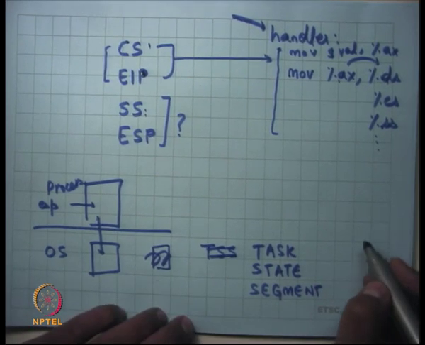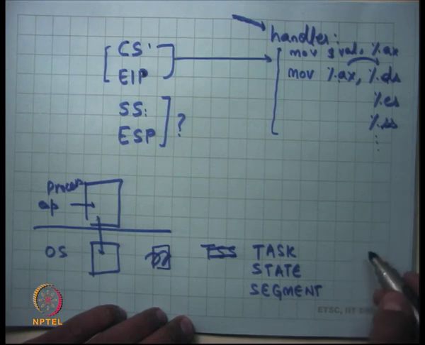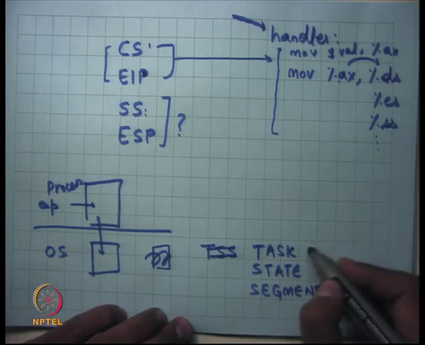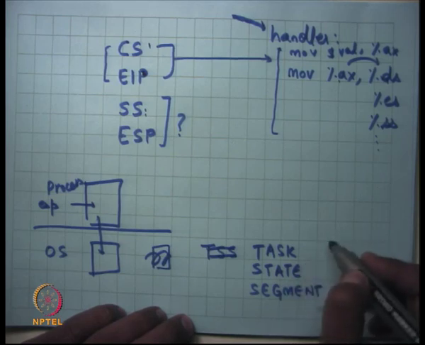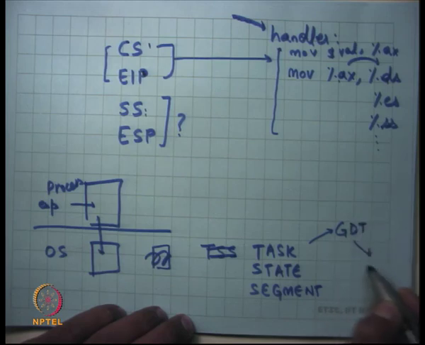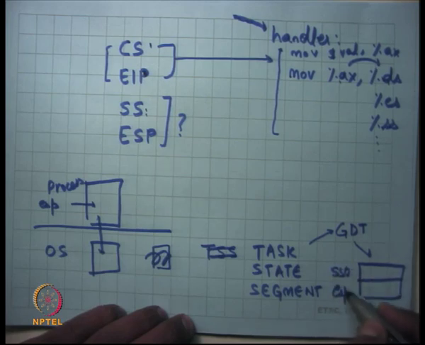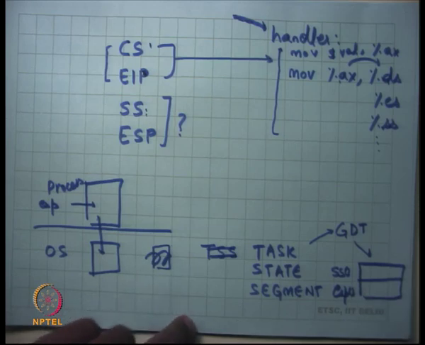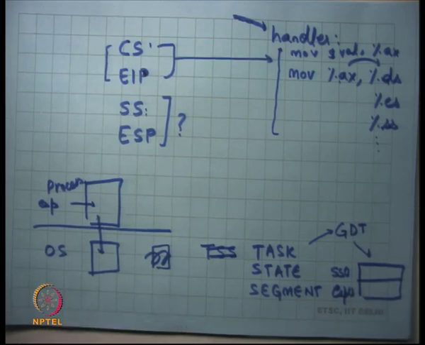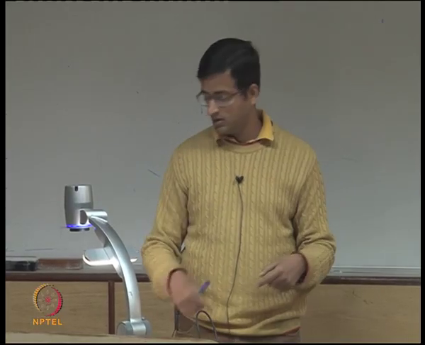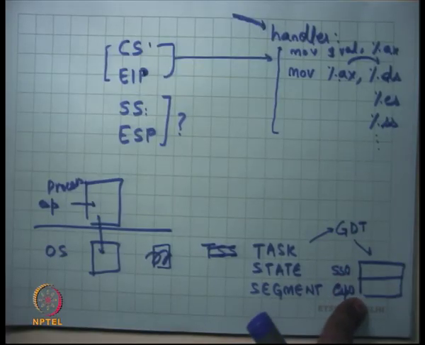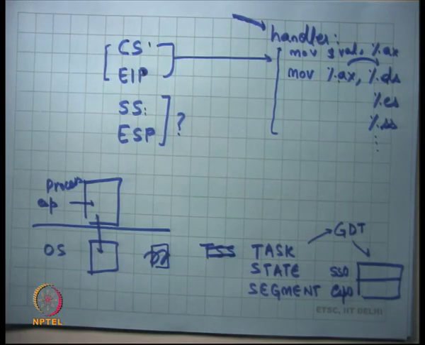All right. The task state segment is actually also a selector which points to the GDT, but eventually it points to a data structure which contains two values, SS0 and ESP0. Okay, and what this means is that any time you switch from privilege level higher than 0 to privilege level 0, load SS and ESP with these values before pushing the old values on the stack.